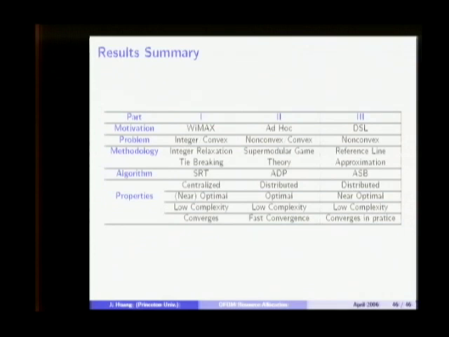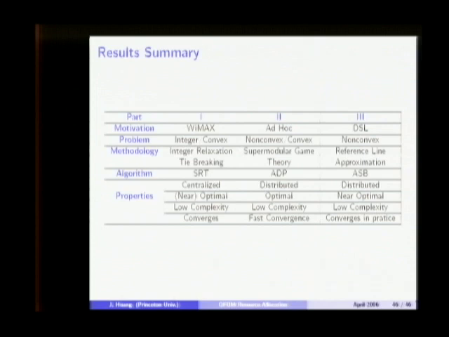And in the second scenario, we consider a wireless ad hoc network, where the problem could be non-convex or convex, depending on utility functions. And we use supermodular game theory to prove the convergence results. The algorithm we propose is a distributed one, which achieves optimal performance in some cases. It has very low complexity and fast convergence.